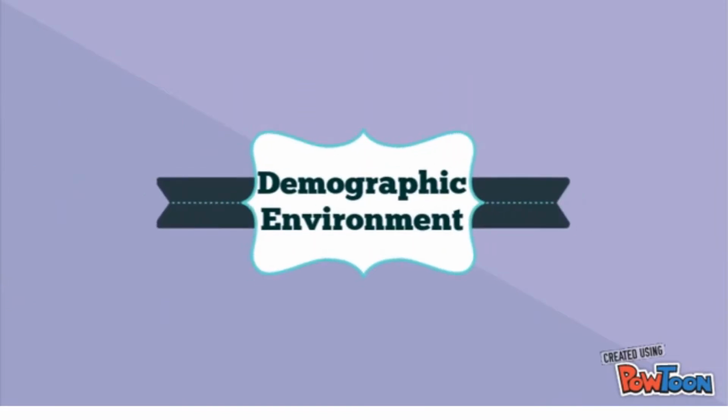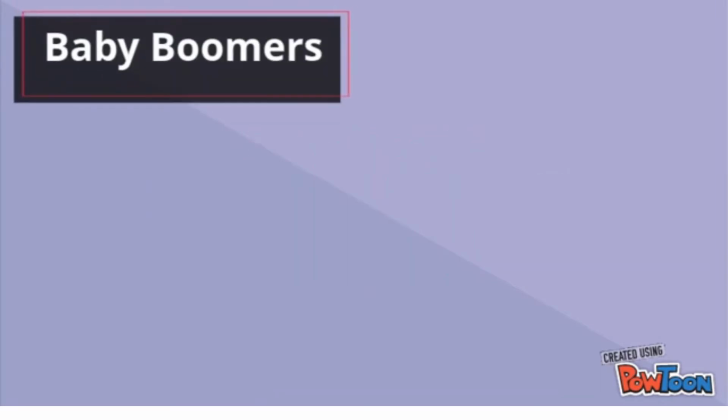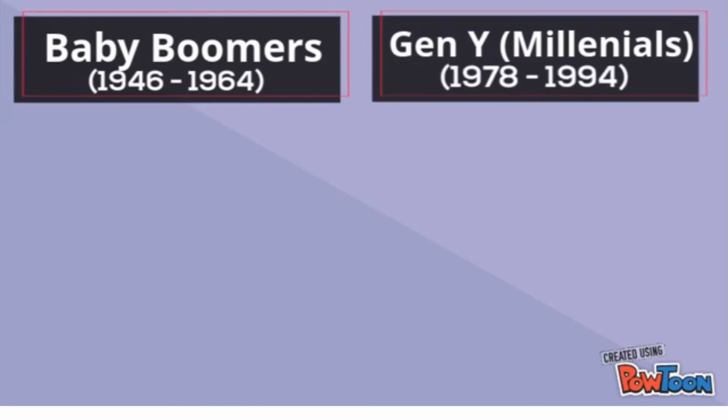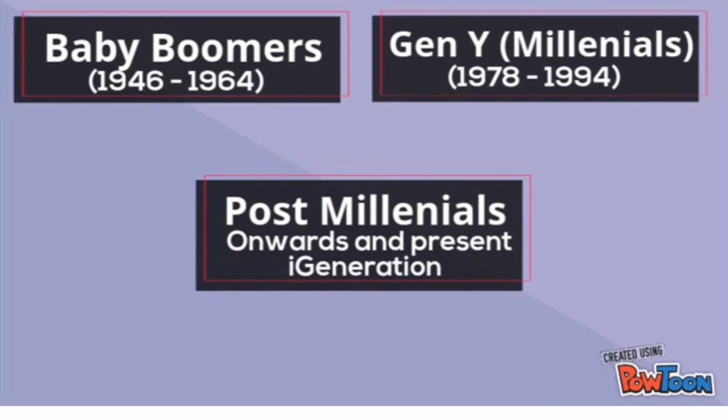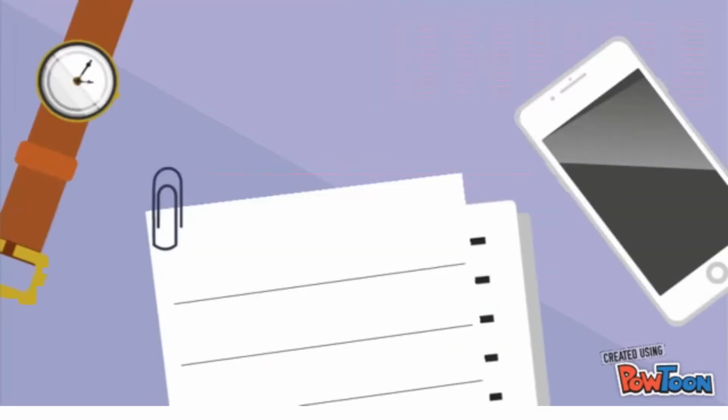Under social factors, there is what you call demographic environment, which are three well-known age groups that are baby boomers, which are born within 1946 to 1964, and the Gen Y or Generation Y, also known as millennials, that were born between 1978 to 1994, and last are the post-millennials that are more known as iGeneration.